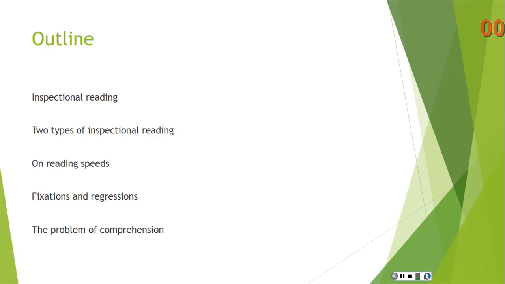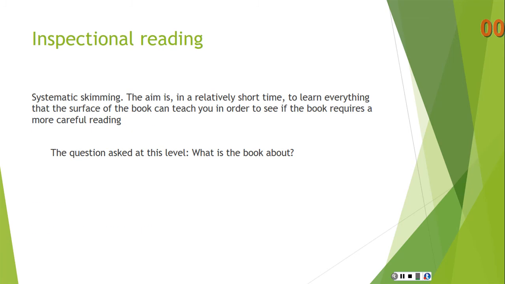So here's the outline. I'll talk to you about inspectional reading, two types of inspectional reading, reading speeds, fixations and regressions, and the problem of comprehension. And again, this is all straightforward from Adler's book. So inspectional reading is systematic skimming. The aim is, in a relatively short time, to learn everything that the surface of the book can teach you, in order to see if the book requires a more careful reading. Again, the question asked at this level is, what is the book about?